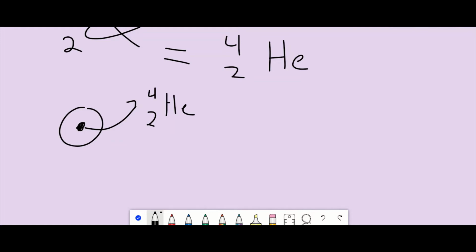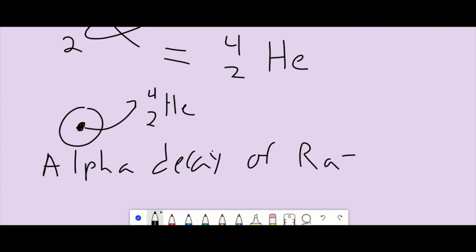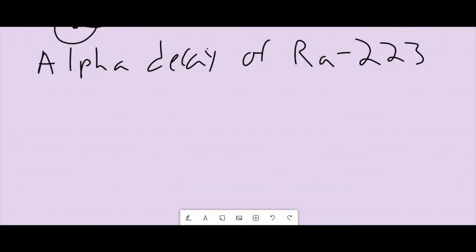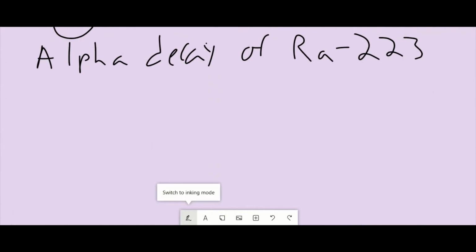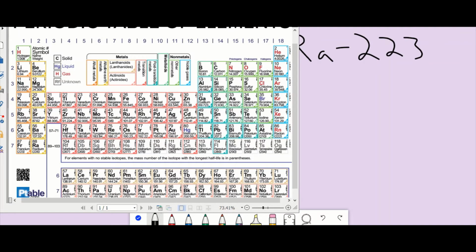I'm going to show you an example here with the alpha decay of radium-223. I'll write that here: alpha decay of radium, Ra-223. From when you write the alpha decay of radium-223, what you've got to first figure out is the symbol and the atomic number of radium. The symbol is Ra, and it's got an atomic number of 88. It says right here that it's got a mass of 226, but what's given to us is a different isotope, so we're just going to use what's given to us, which is 223.